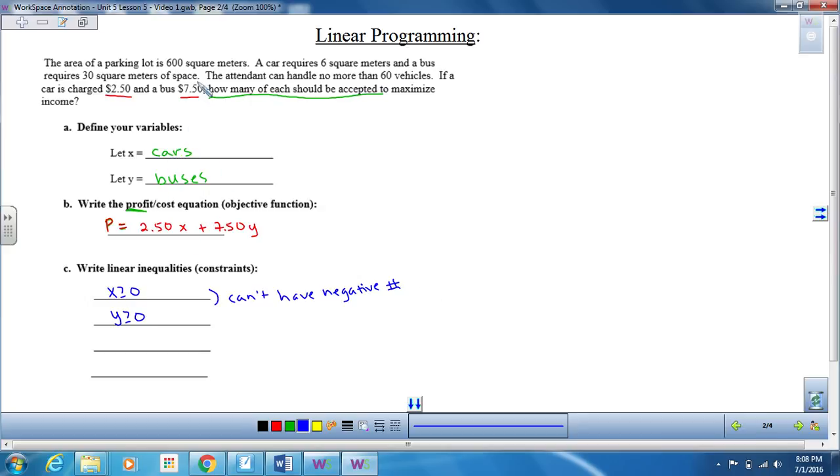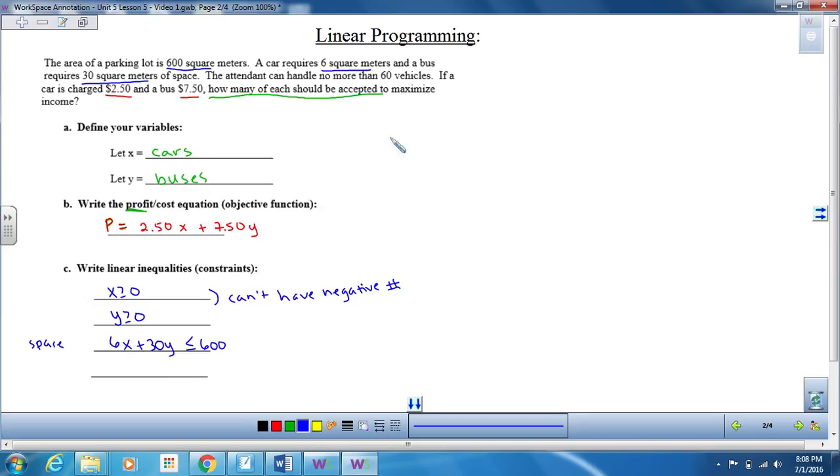So the parking lot has 600 square meters, and then a car requires 6 square meters and a bus requires 30 square meters. So I have to put everything together. So I have a restriction on the amount of space. Okay? So I need to put that 6x plus 30y, and it's 600 square meters, so I can't go above 600 square meters. So I need this to be less than or equal to 600.